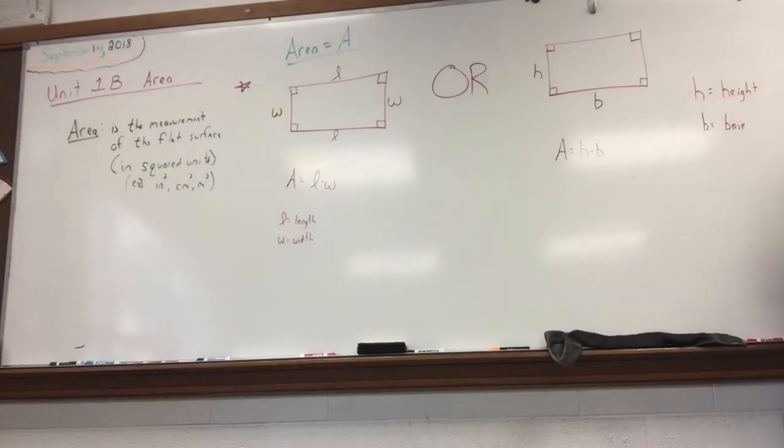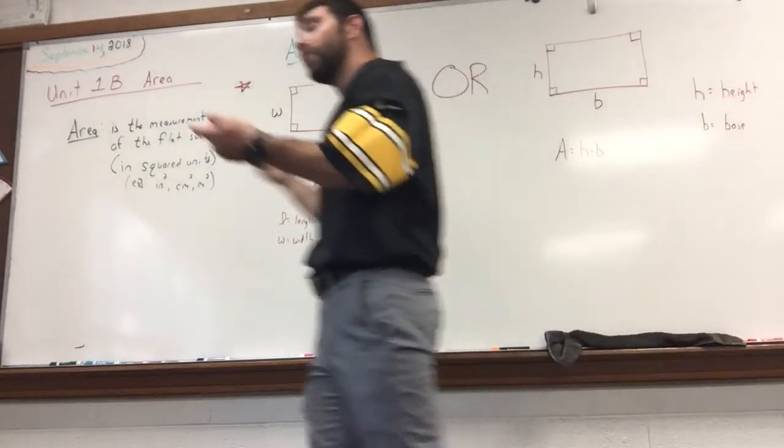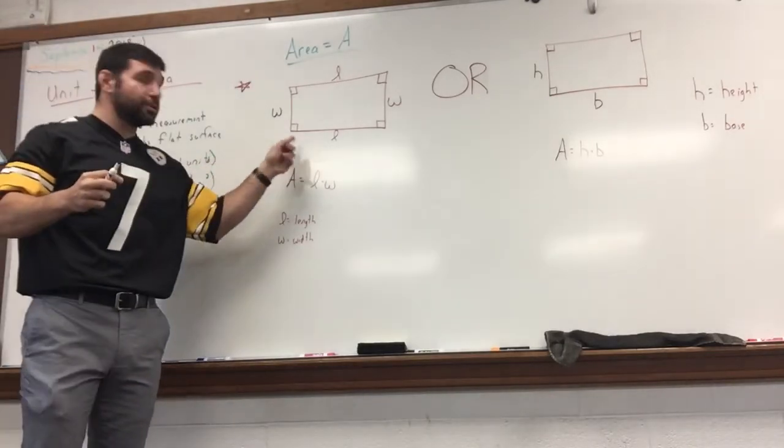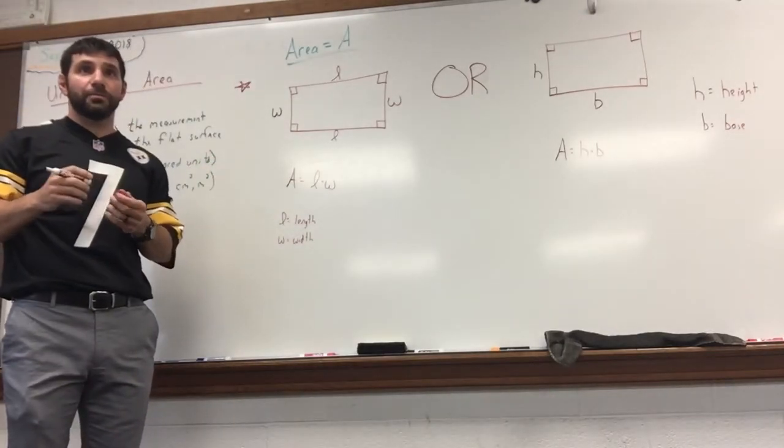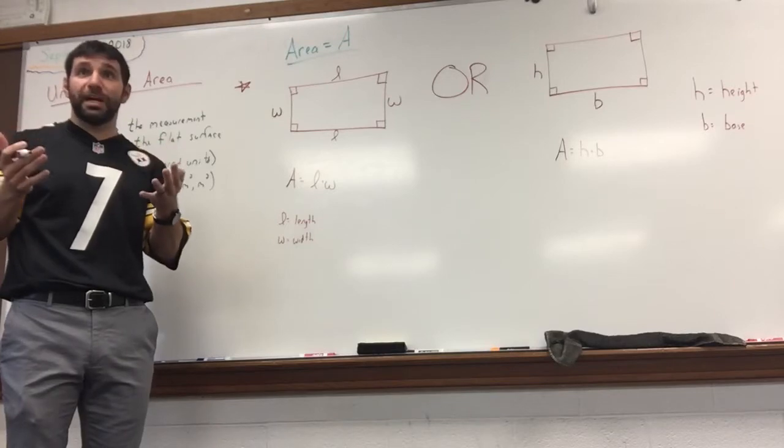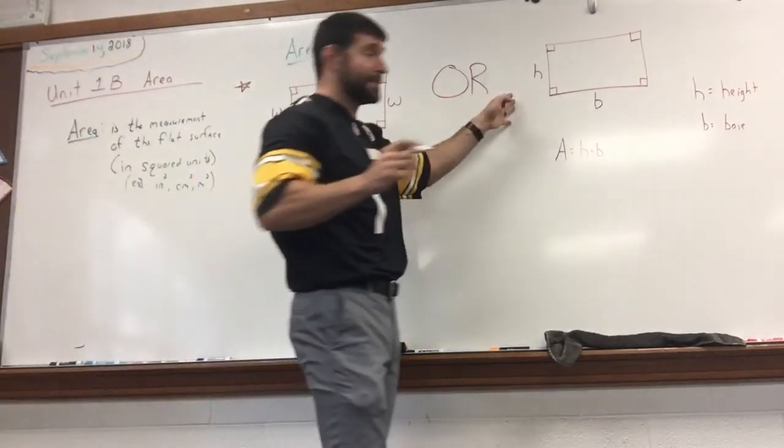They're the same formula. But as we move on, Monday, you'll be hearing the words height and base. We won't be talking about length and width. This is for a rectangle. Here's my question. Is a square a rectangle? Yes. A square is always a rectangle. So even if a square has all the same sides, could we still use length times width? Sure. If it's a 2 by 2, we could still do 2 times 2. Could we still do height times base? Well, sure.